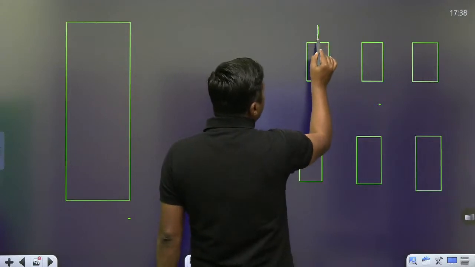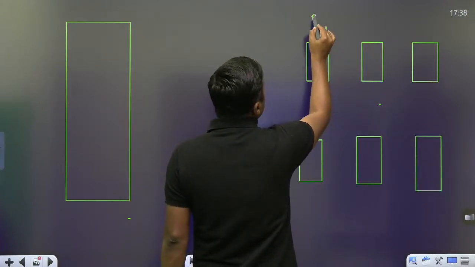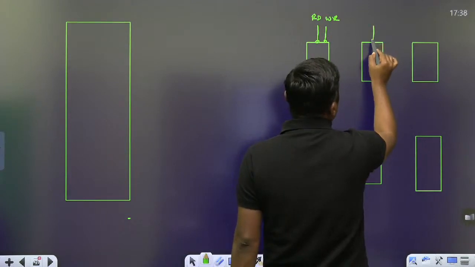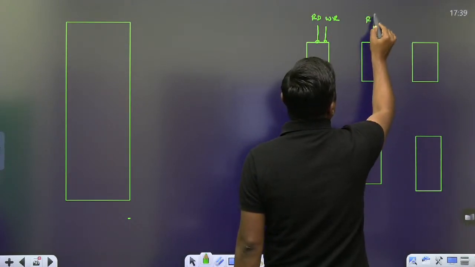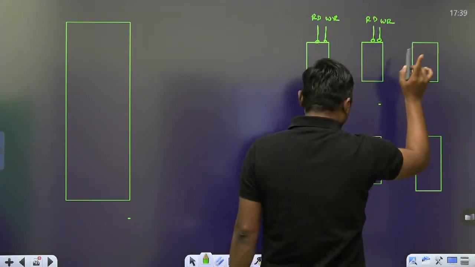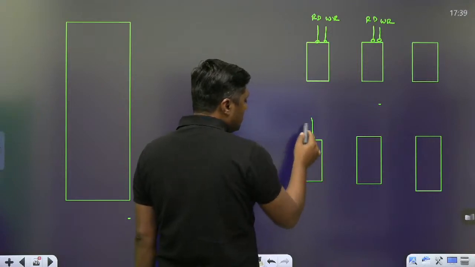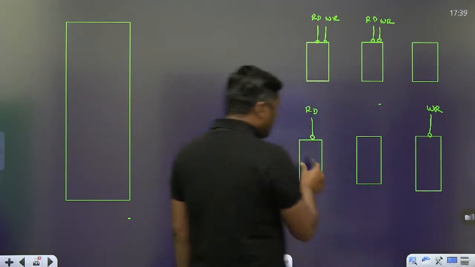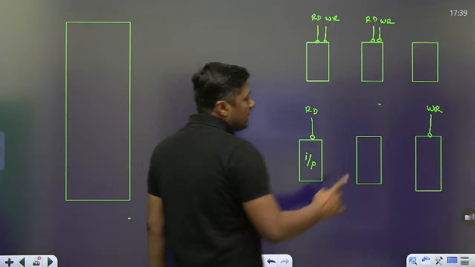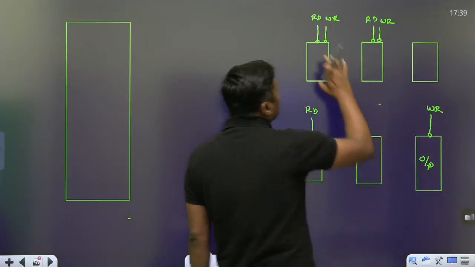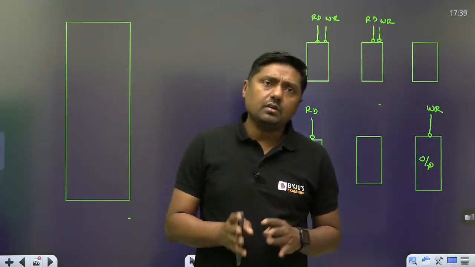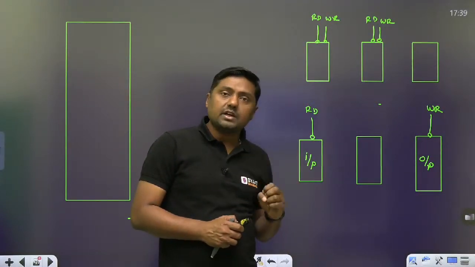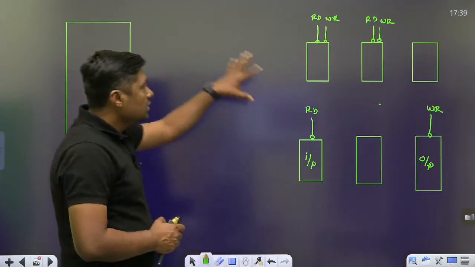Now, if both the signals are present, read as well as write, then it is a memory. If only a read signal is present, tell me what is this, an input device or an output device? If only the read signal is present, it is an input device. If the write signal is present, it is an output device. If read and write both are present, it is a memory; we can read and also write. If only a read signal is present, it may be read only memory, where we can only read the data, we can't write on that.